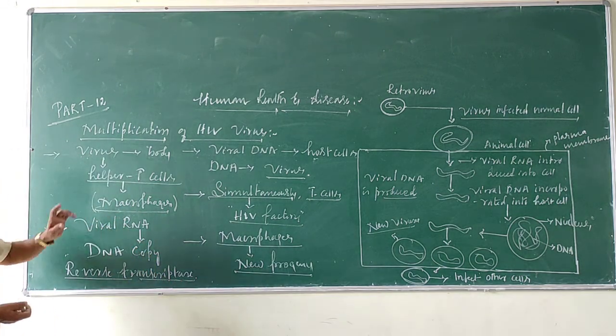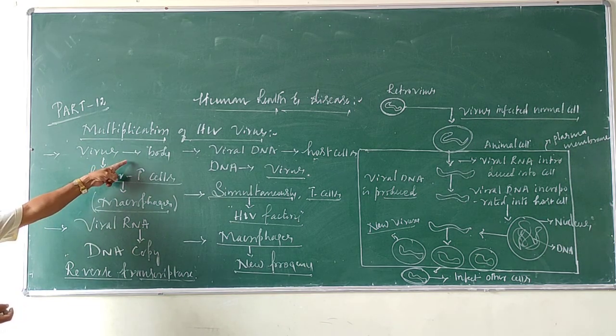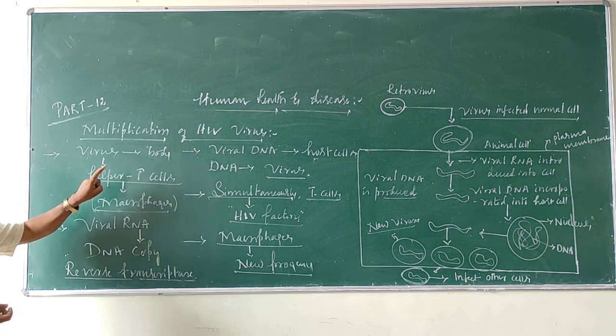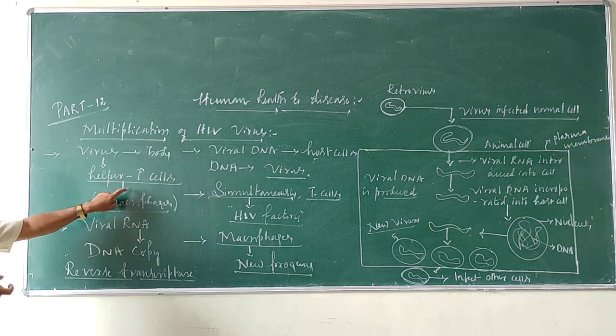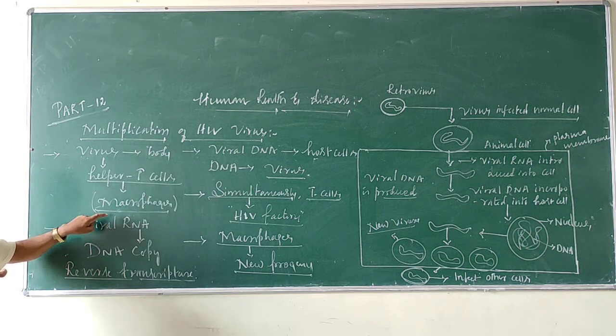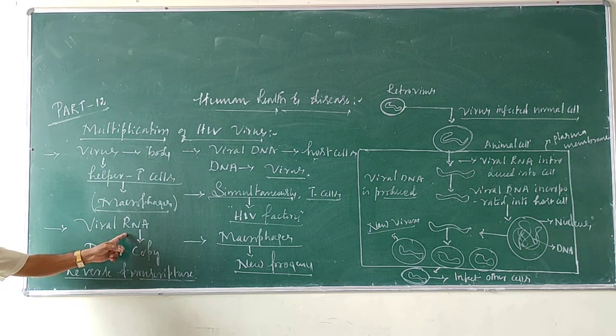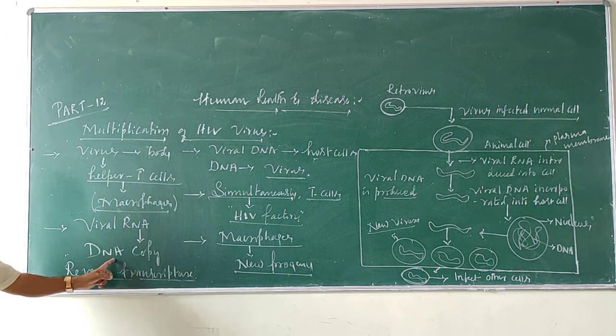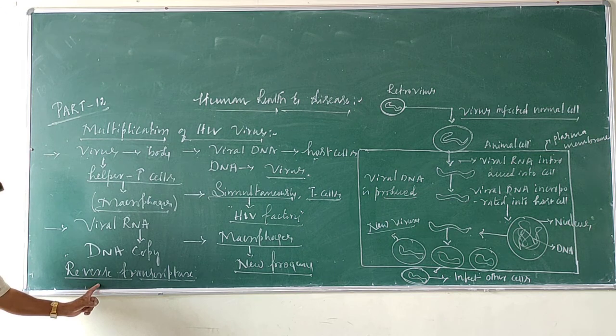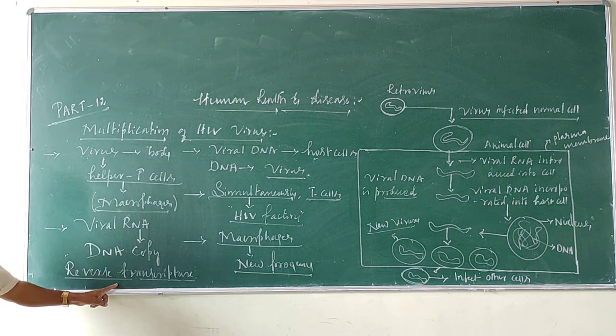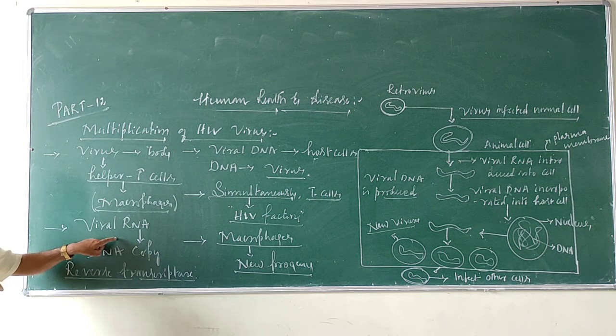Listen once again. HIV viruses enter our body. Specifically, they attack helper T cells of our immune system. The viral RNA next gets converted into a DNA copy in the presence of the reverse transcriptase enzyme. This process is called reverse transcription.